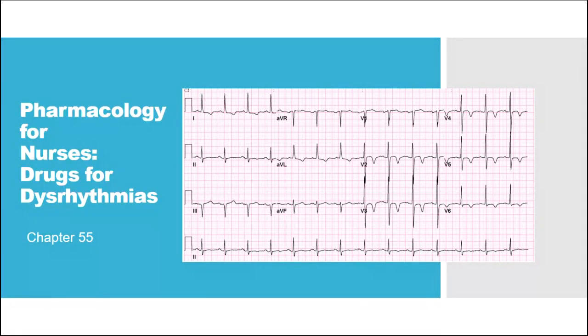All right, picking up with the second half of this video, we're going to look at chapter 55, medications for dysrhythmias. So what you're looking at here is a 12-lead electrocardiogram.